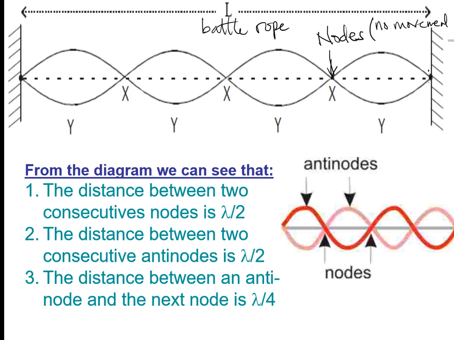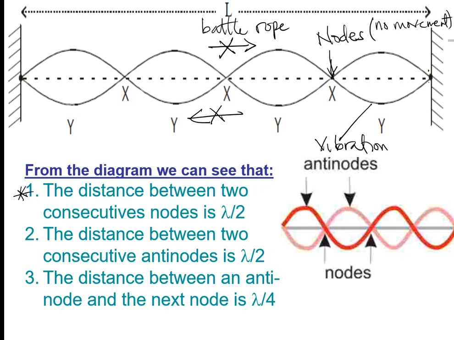No movement. At nodes, there is no movement. And then we have antinodes. Antinodes are areas where you can see vibration. So each standing wave has a node and an antinode. At a node, there is no movement. At an antinode, there is vibrational movement. But we don't have directional movement at all. We don't have this directional movement for a standing wave.